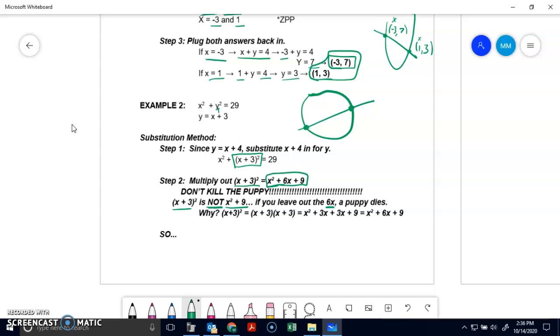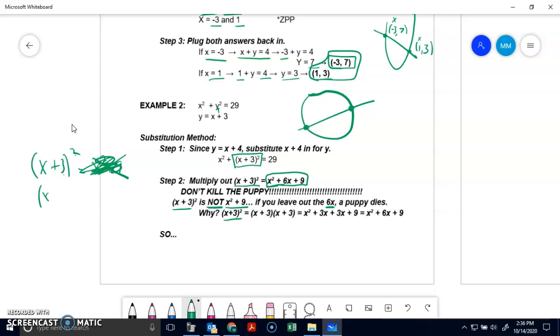The reason is, if you're talking about (x + 3)², let me show this off to the side, (x + 3)², people think, oh, I'm squaring these: x² plus 3², or 9. Done. Wrong. Puppy died. Okay, we saved it. Puppy's still alive.